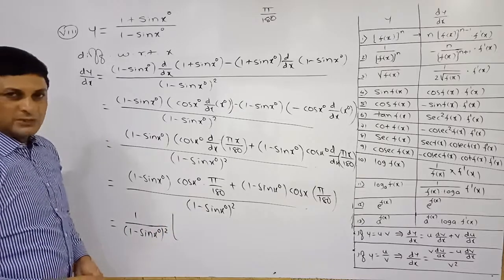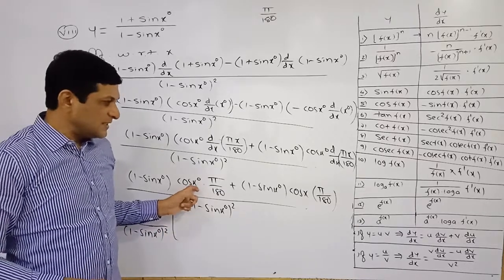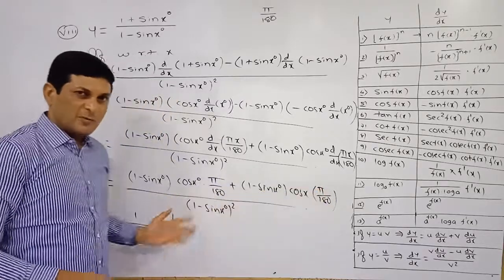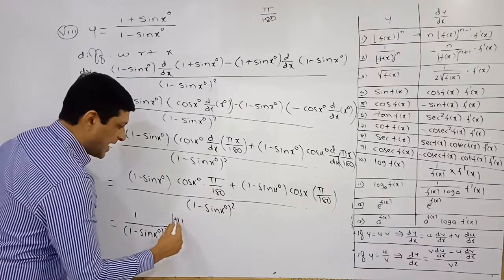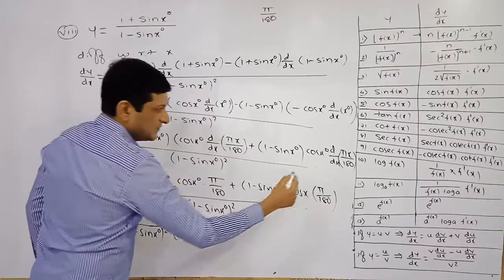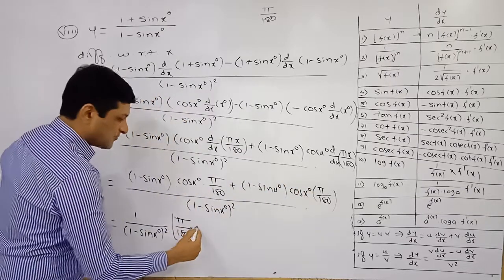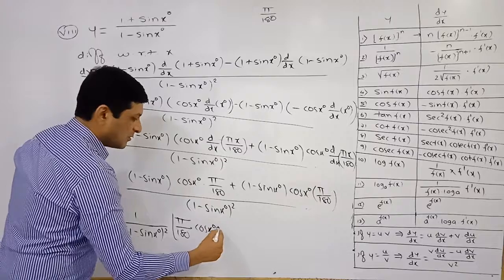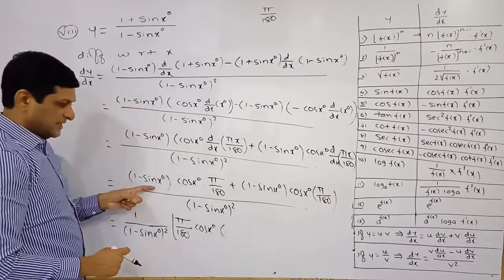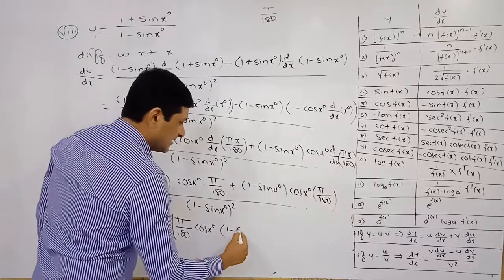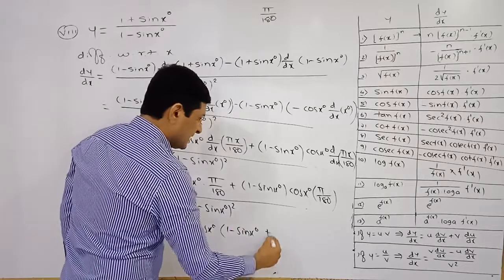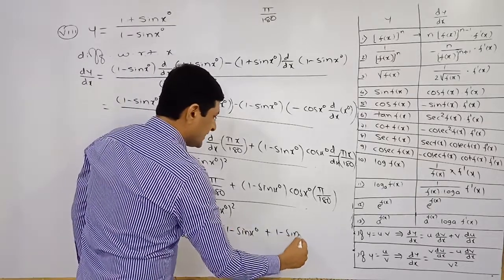Now if you observe both the terms, can I take cos x degree into pi upon 180 common from these two terms? So let us take pi upon 180 common from both the terms. We are also able to take cos x degree common from both the terms. So what will the remaining terms be? 1 minus sin x degree, and the remaining term will be plus 1 minus sin x degree.